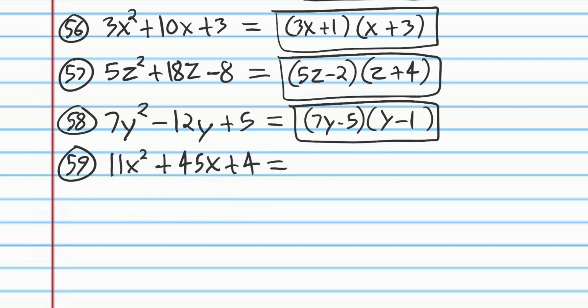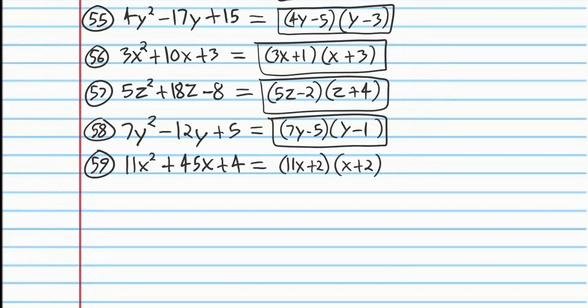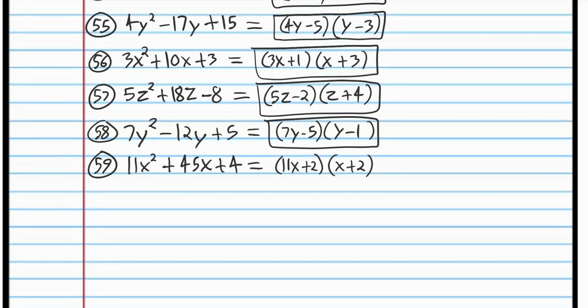All right, we're back. 11 is prime, so it's got to be 11x times x. And there's two options for the other two numbers. I'm going to just try 2 times 2, that's 4. So now, again, if we do FOIL, we don't have to do F and L of FOIL. We only have to do O and the I. So outsides multiply, we get 22x, and the insides we multiply, we get 2x. Add those together, you get 24x, so obviously that doesn't work.